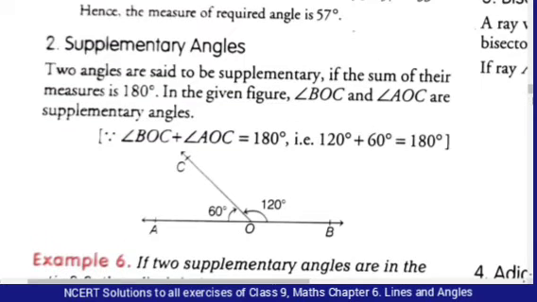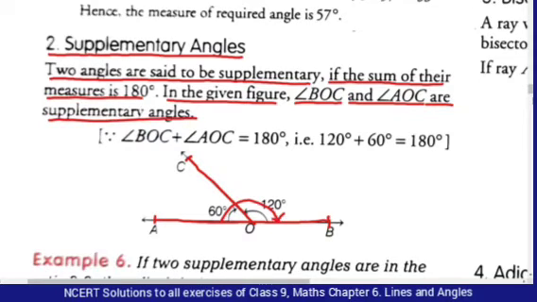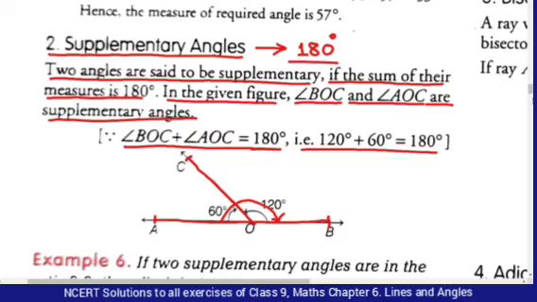Next, supplementary angles. Two angles are said to be supplementary if the sum of their measures is 180 degree. In the given figure, angle BOC and angle AOC are supplementary angles because angle BOC plus angle AOC is equal to 180 degree. That is 120 degree plus 60 degree is equal to 180 degree. So supplementary angles form a 180 degree angle.